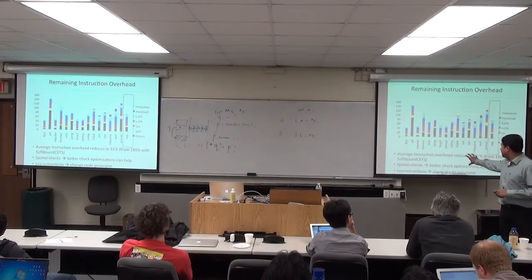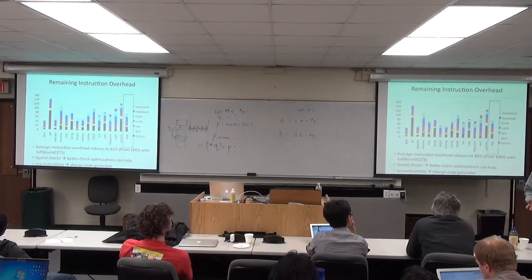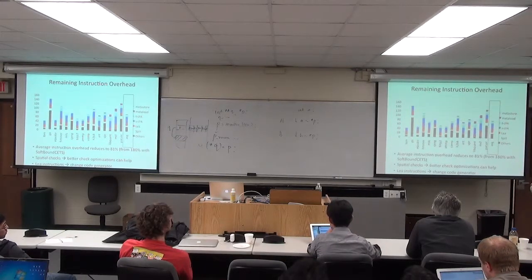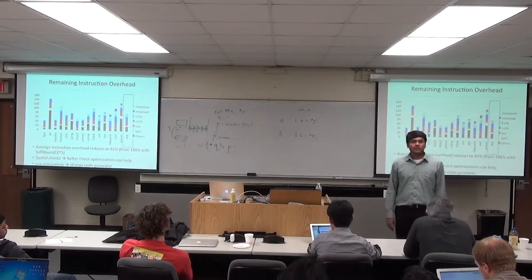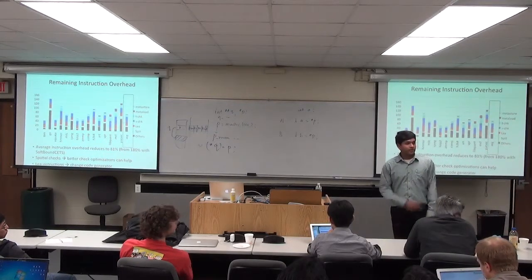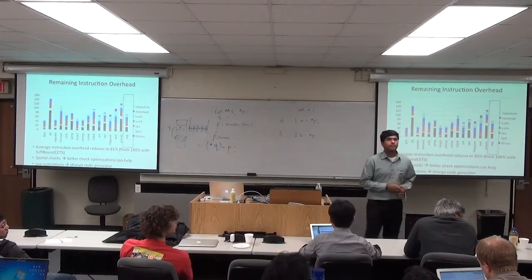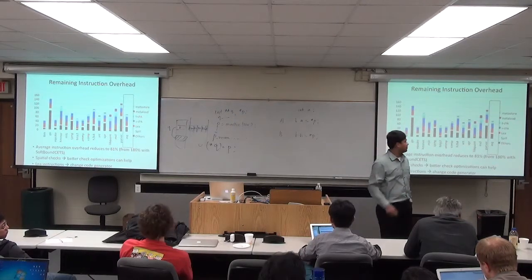So by eliminating spatial checks, having aggressive spatial check optimizations, and by hacking the code generator, we can eliminate LEAs. Currently, our instruction overheads are about 40%, and our runtime overheads are about 10 to 15%. So from 2x what we had earlier. Yes. So these black bars still look pretty big to me.